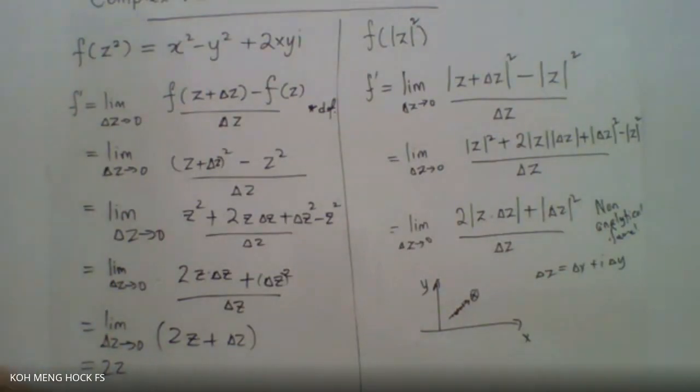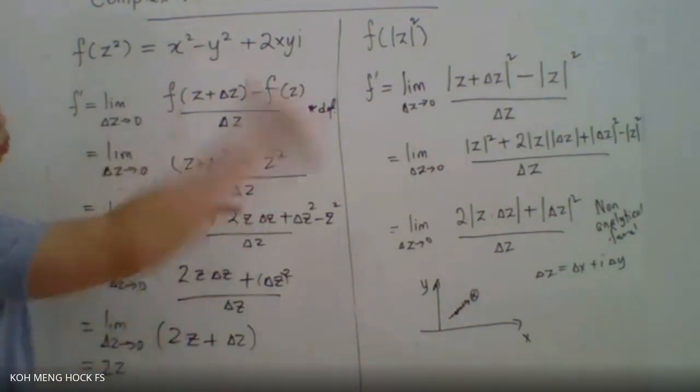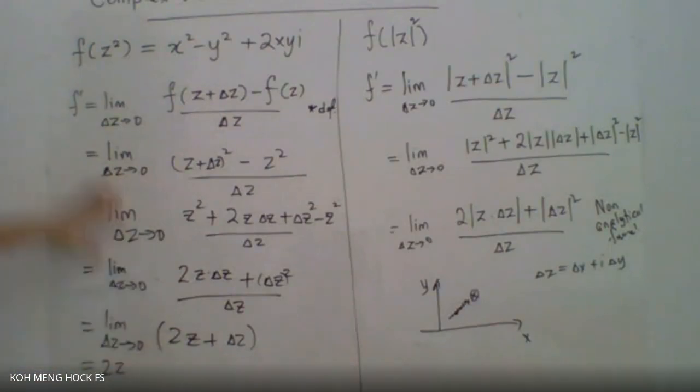It means it doesn't matter how my delta z is going to decrease. I can decrease delta z by going this way, this way, this way, and my derivative is still going to be the same. So this shows that this is an analytical function.